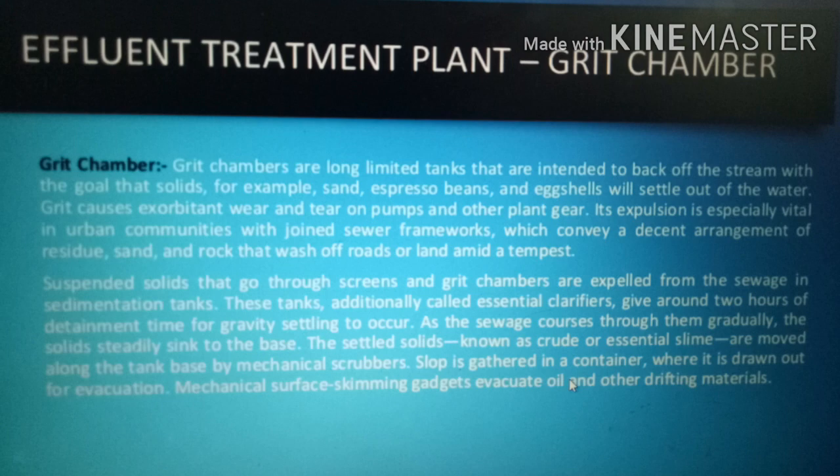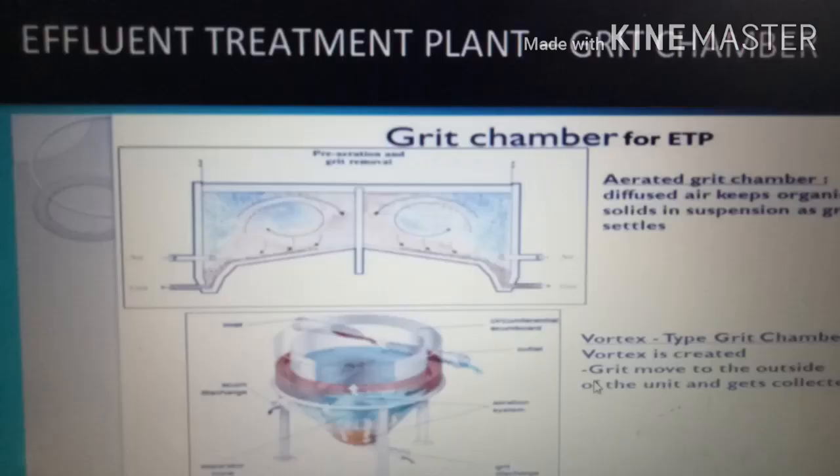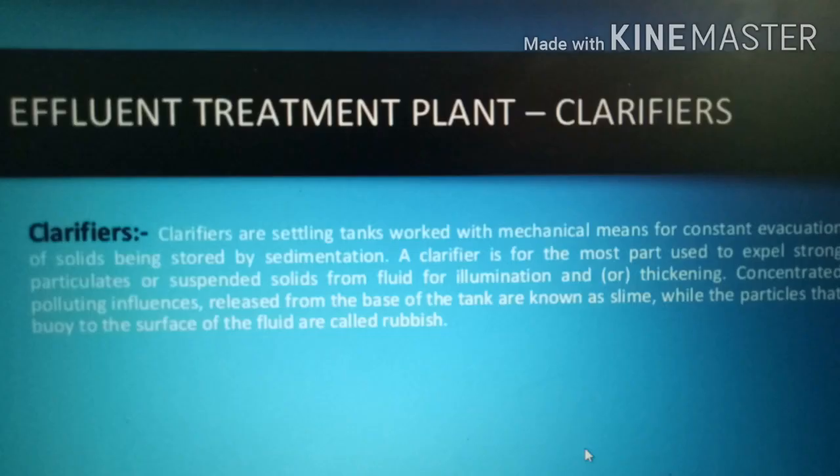Next is clarifiers. The clarifiers are settling tanks built with a mechanical means of continuous removal of solids being deposited by sedimentation. A clarifier is generally used to remove solid particulates or suspended solids from liquid for clarification and thickening. Concentrated impurities are discharged from the bottom of the tank and are known as sludge, while the particles that float to the surface of the liquid are called scum.